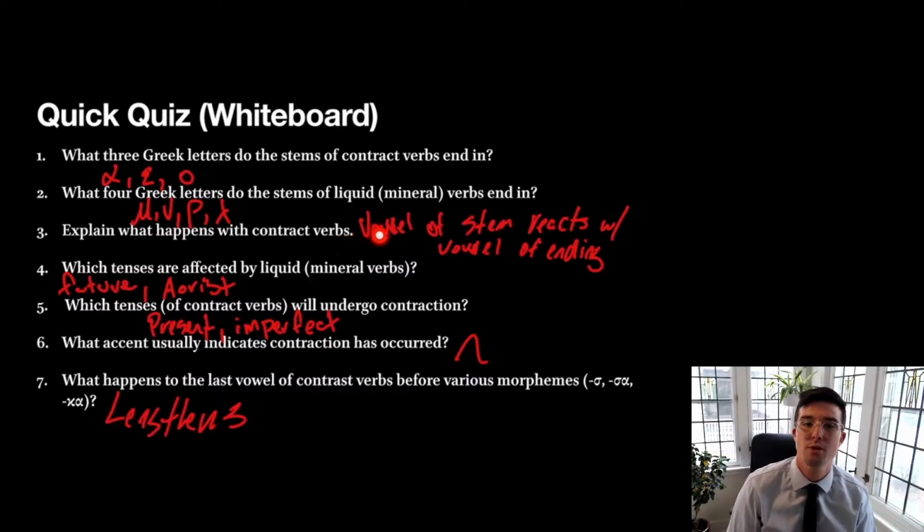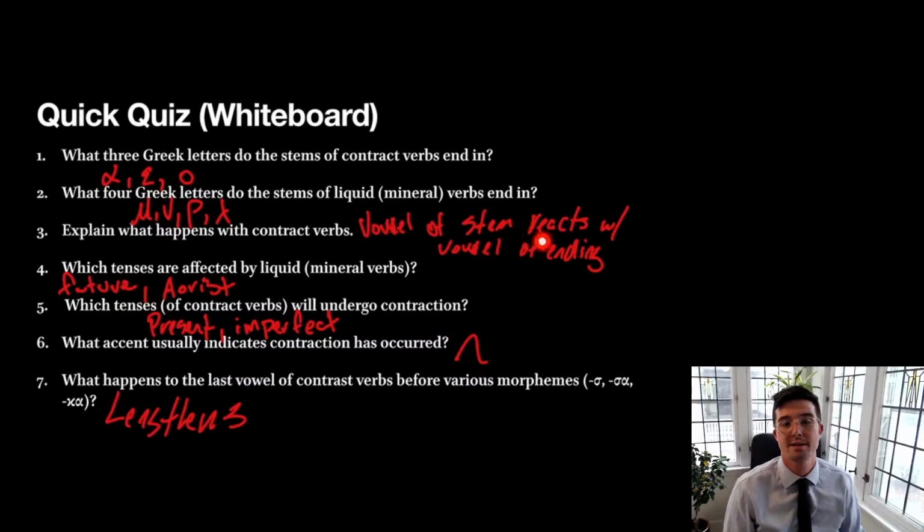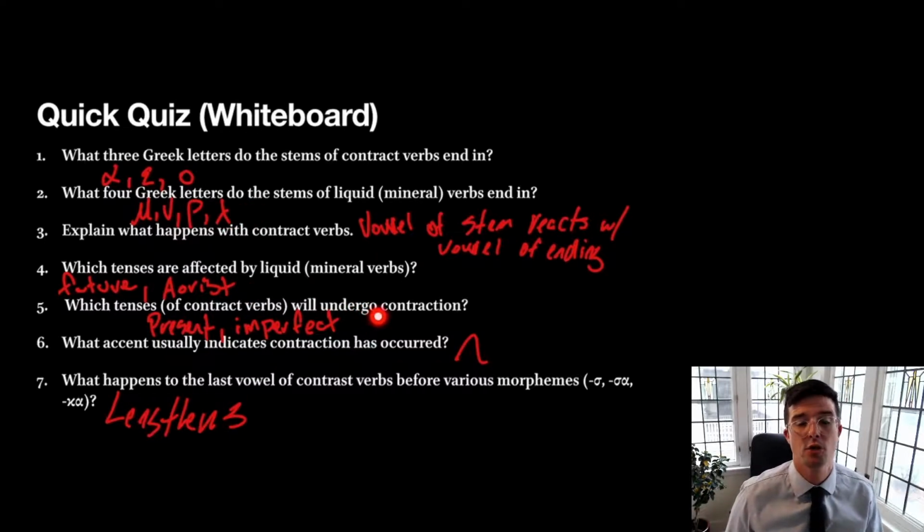Explain what happens with contract verbs. The vowel of the stem, this short vowel, reacts with the vowel of the ending, namely the connecting vowel with the suffix. The tenses that are affected by liquid verbs are going to be the future or the aorist, namely the first aorist with the sigma alpha, and that is because it's the sigma that will not be accepted by mu, nu, rho, or lambda. And then which tenses of contract verbs will undergo contraction? The present and the imperfect.